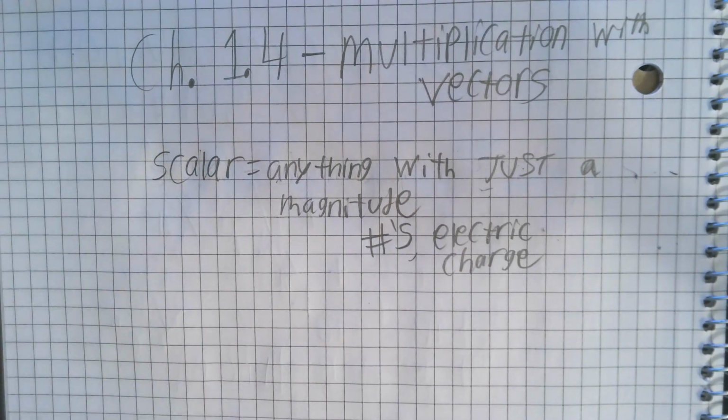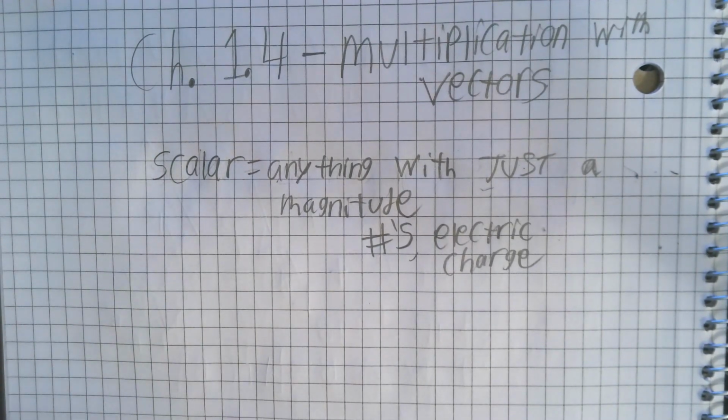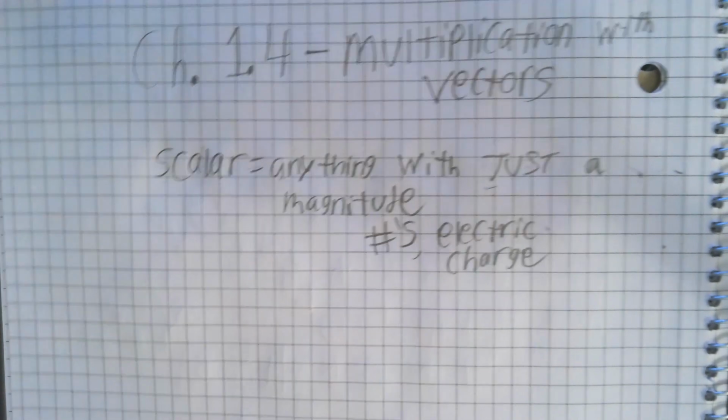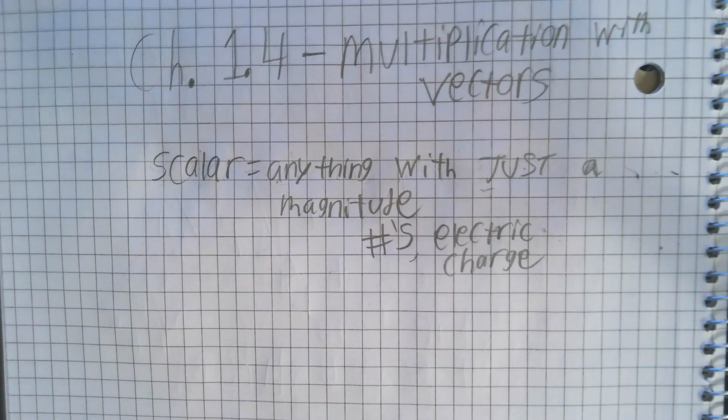So, now we kind of understand what a scalar is. It's pretty familiar probably because it's pretty much everything you've been dealing with up until you learned about vectors. So, now that we know what a scalar is, I can start talking about vector multiplication. Now, there are many different kinds of vector multiplication.